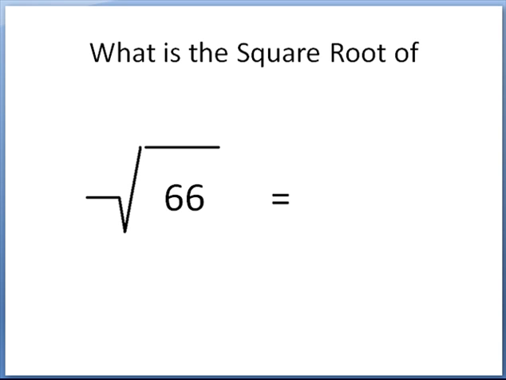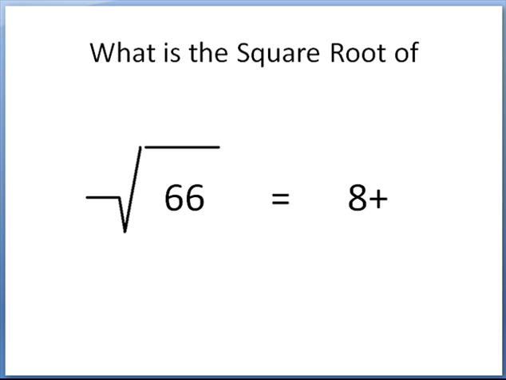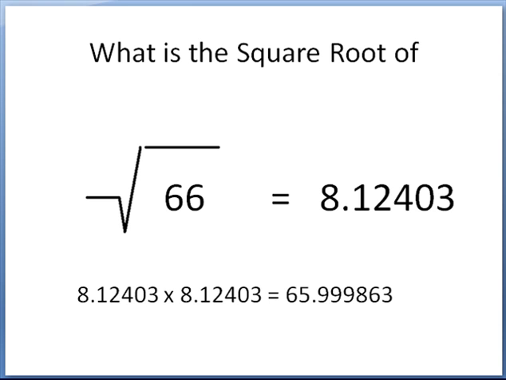What's the square root of 66? You already know that 8 times 8 is 64, so the square root of 66 is just a little bit more than 8. Turns out it's 8.12403. If we were to multiply 8.12403, which is the square root of 66, to 5 decimal places, times itself, we don't actually come back up with 66. We come up with 65.9999863. That's because we've shortened the decimals to only 5 decimal places. The square root of 66 is an irrational number and goes on forever and ever.